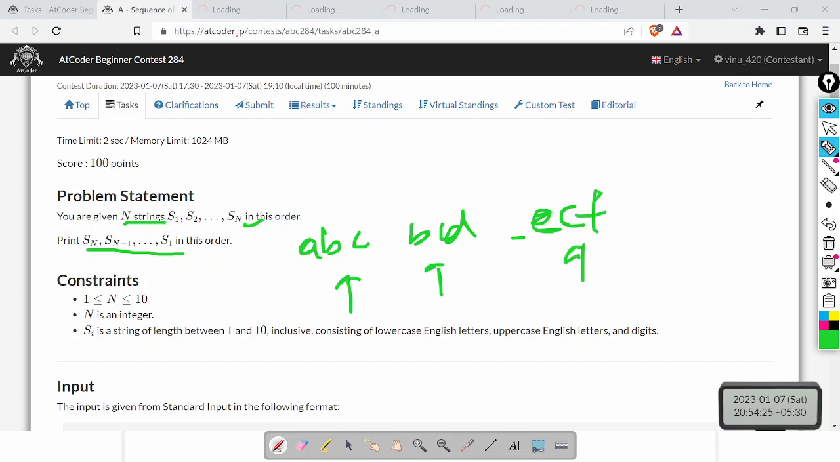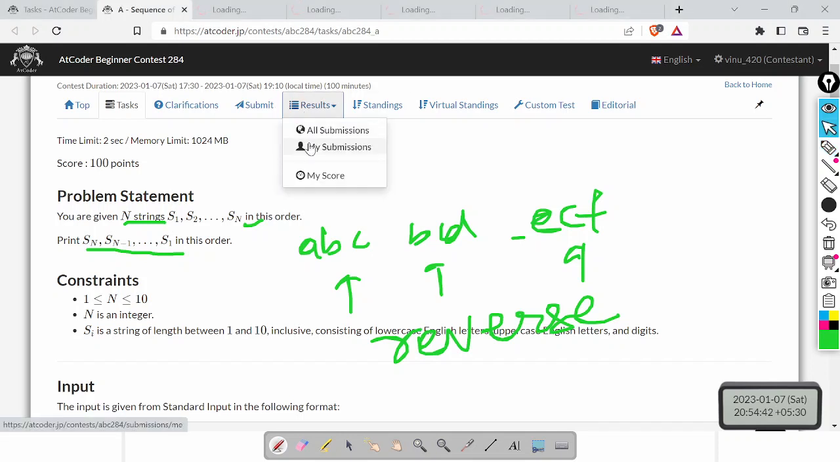So we simply have to reverse the array. We can read the array and print it in reverse order, and the array is an array of strings. So if we know how to take input and how to print output, how to run a for loop, then this is a simple question.